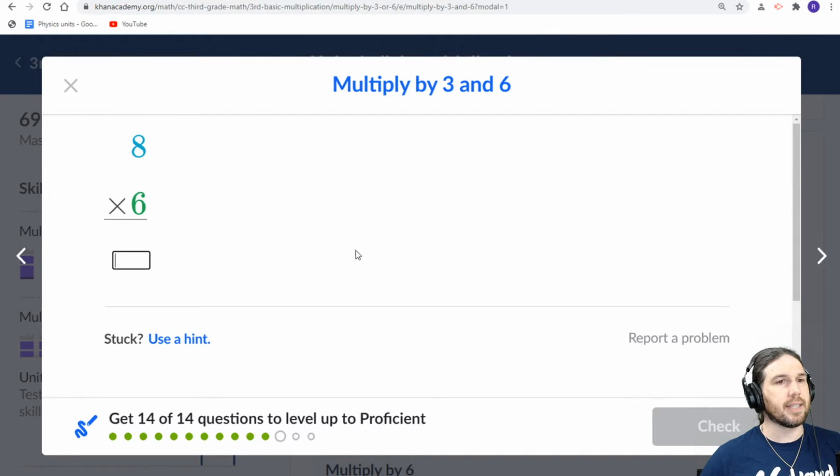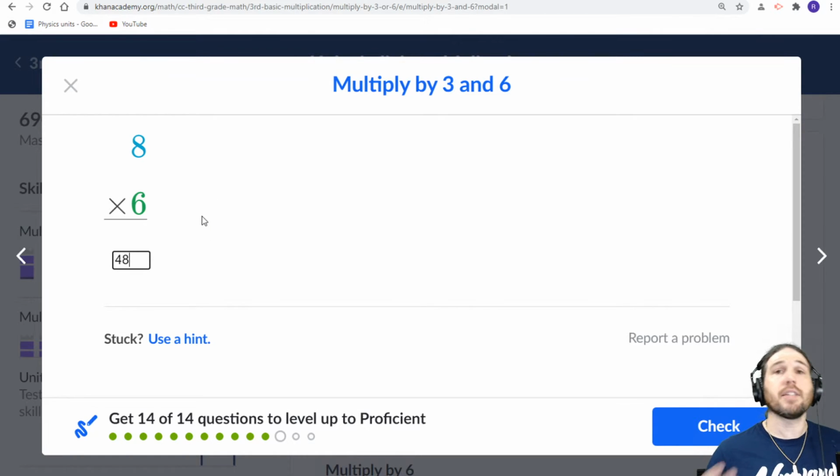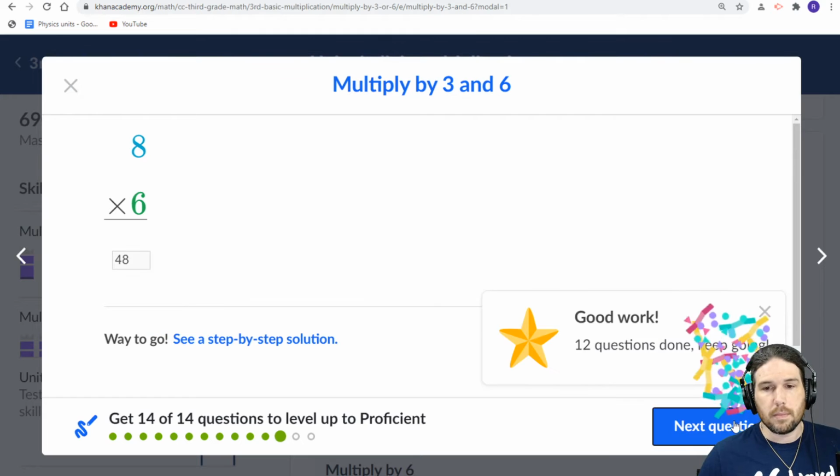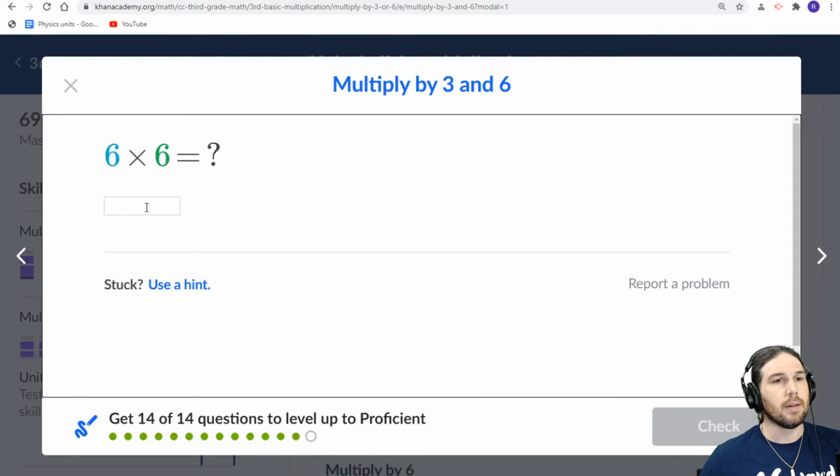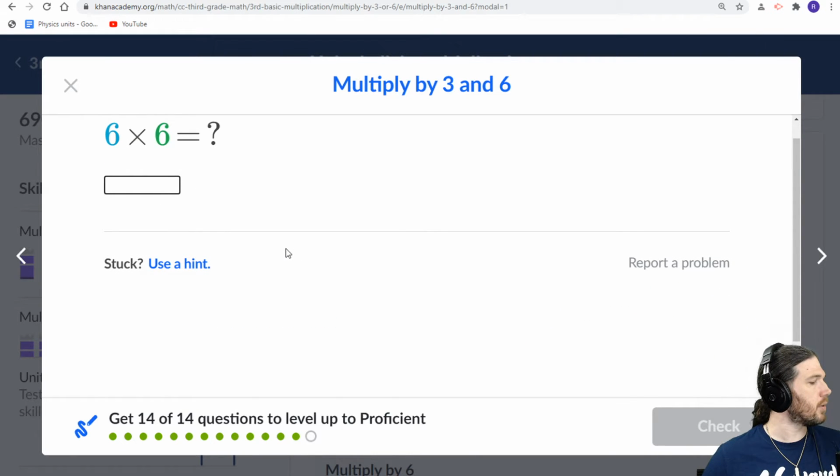8 times 6. Now that's our 48. That's our 48. And again, there are lots of ways that you can get there if you don't memorize off the top of your head that it's 48. 8 times 3 is 24. Times 2 is 48. That is one way you could go about it. And 8 times 3, hey, it's 24, like we just said. And 6 times 6 is 36.